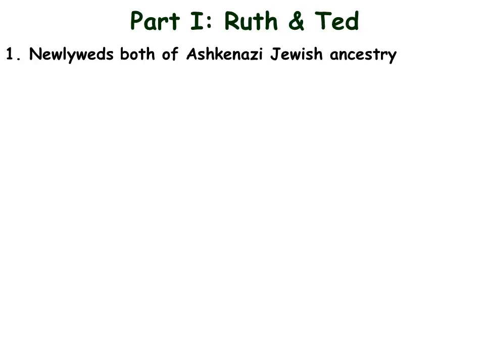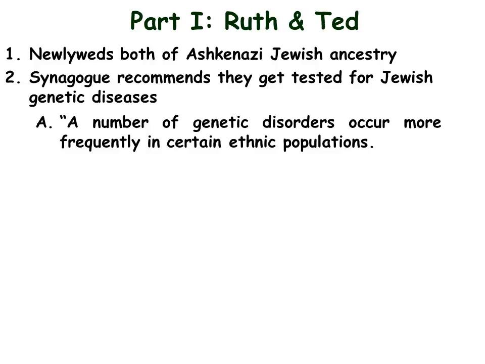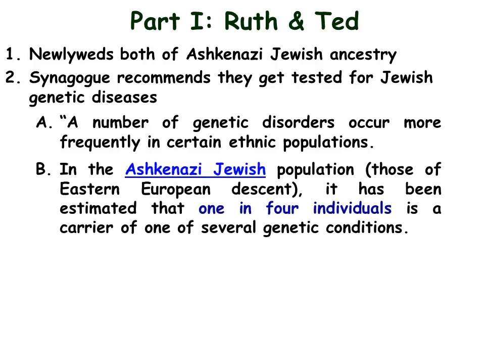So we get into our case. And we're going to talk about a young couple, Ruth and Ted. They're newlyweds. They're both of Ashkenazi Jewish ancestry. And so their synagogue, of course, recommends that they get tested for Jewish genetic diseases. A number of genetic diseases occur more frequently in certain ethnic populations. Now, this is some information.